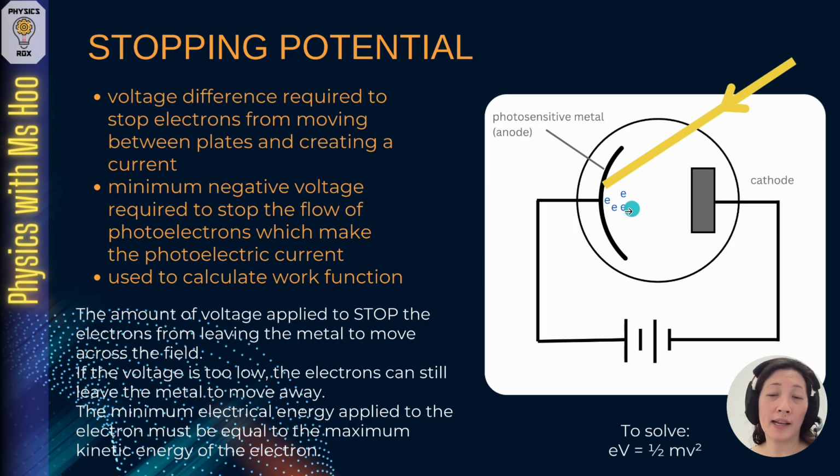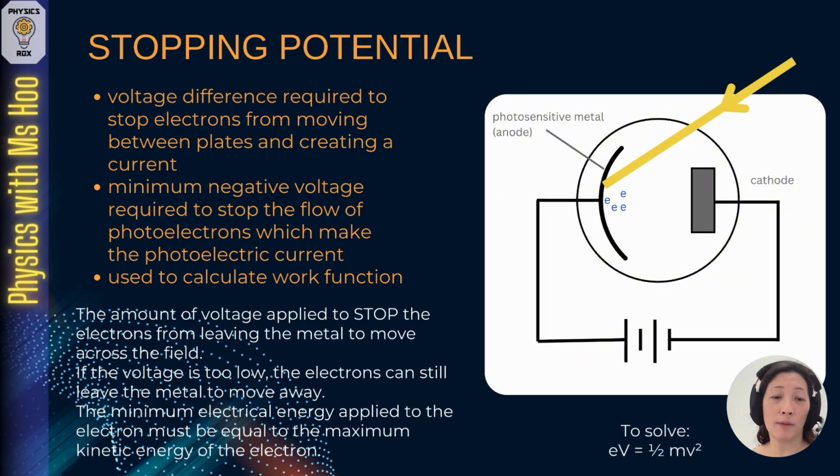So if you want to stop the electrons from moving, we need to apply a voltage that's high enough that prevents the electrons from moving across the field to the cathode to complete the circuit. That minimum voltage is known as the stopping potential. So hopefully this helps you understand what this is.